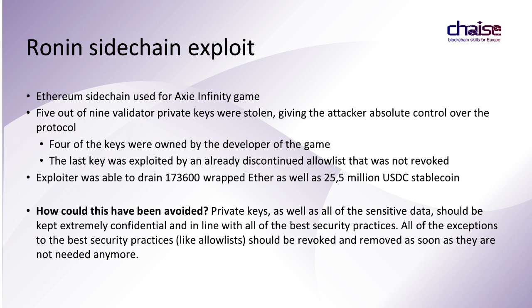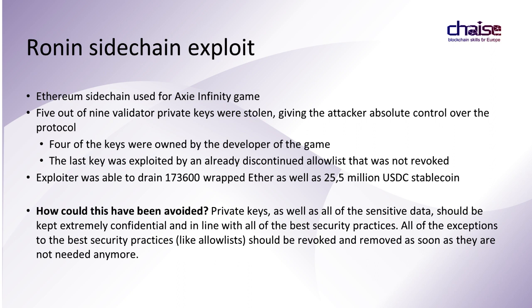The target was the Ethereum sidechain used for Axie Infinity game. 5 out of 9 validator private keys were stolen, giving the attacker absolute control over the protocol. 4 of the keys were owned by the developer of the game. The last key was exploited by an already discontinued allow list that was not revoked. Allow list was used to allow the developer of the game to validate transactions in place of the owner of this validator. Exploiter was able to drain 173,600 wrapped Ether as well as 5 million USDC stablecoin.